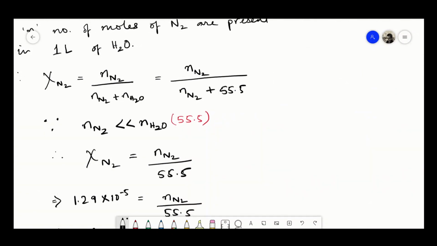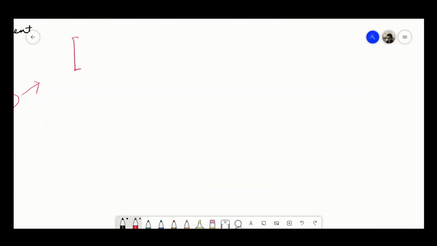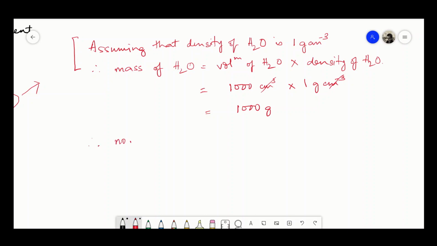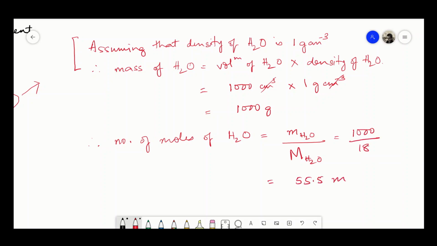Now, how did we come about this value for the number of moles of water? Here we assume that the density of water is 1 gram per centimeter cube. So if we calculate the mass of water by simply multiplying the volume of water and the density of water, the volume we know is 1 liter, so that means it is 1000 centimeter cube, and the density of water is 1 gram per centimeter cube. So the mass of water we find is 1000 grams. In calculating the number of moles, as we know, the number of moles is mass by molar mass. So we simply apply that for water. It is equal to the mass of water divided by the molecular mass of water, which comes out to be 55.5 moles.